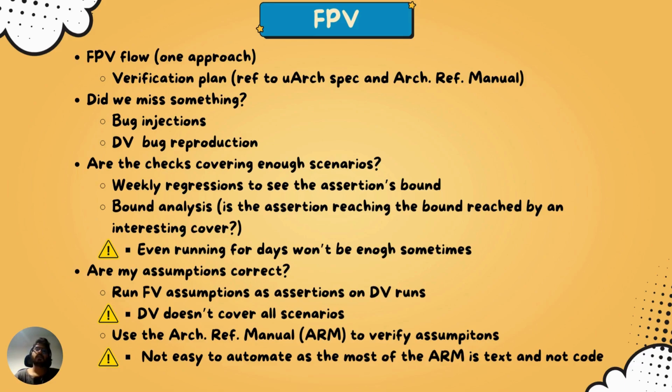A cover property is like asking, is this corner case even reachable, in any scenario? An example could be, can FIFO 454 ever become full? So things like interesting scenarios for which you want to see a trace. Assumptions are constraints to the environment.